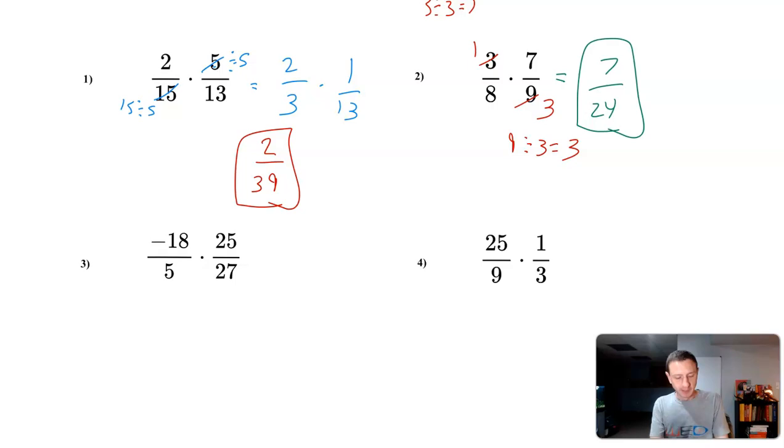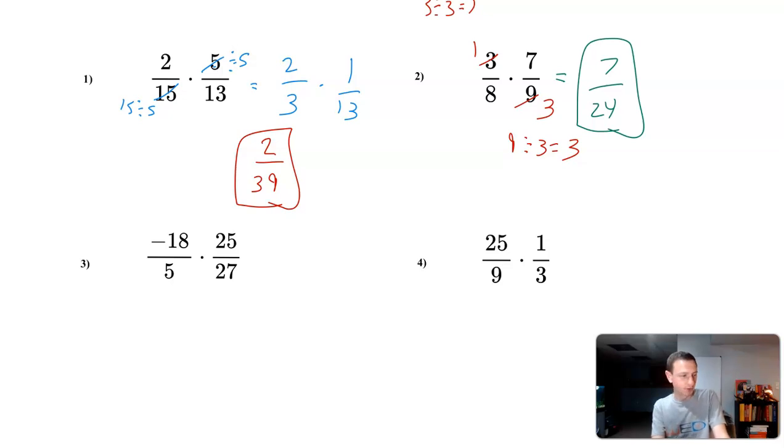Number 3, negative 18 over 5 times 25 over 27. So this is the one I've been pointing at already. We have 18 and 27. 18 does not go into 27. But think about this for a second. Is there any number that goes into both 18 and 27? And that's 9. 9 goes into 18, 9 goes into 27.